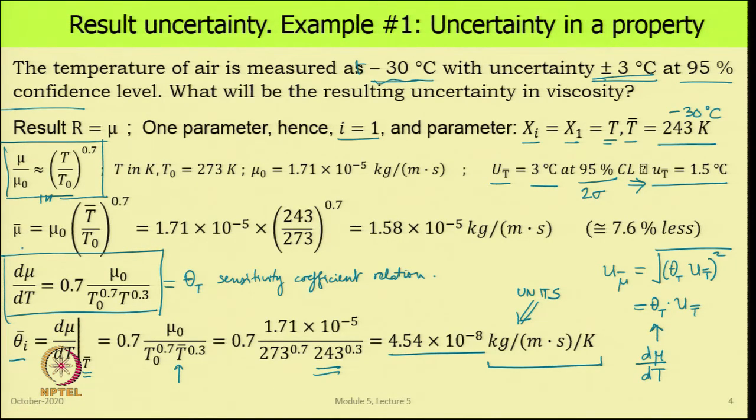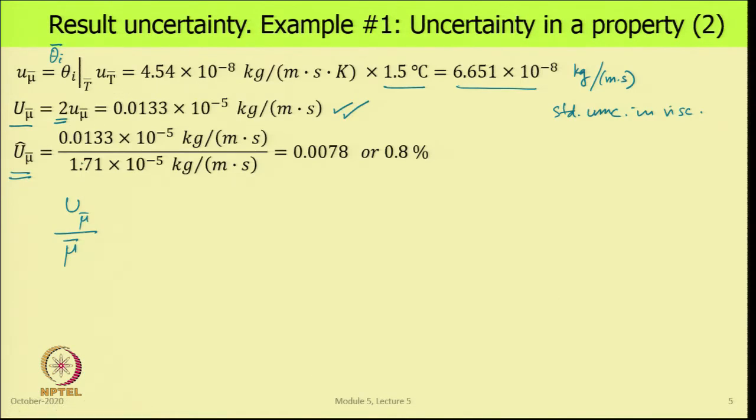So, that will be mu bar, which is 1.58 into 10 to the power minus 5. So, this will not be 1.71, this is 1.58 into 10 to the power minus 5, and then you can calculate and get the number over there. So, what is written here is not correct. But it is of the order of about 1%.